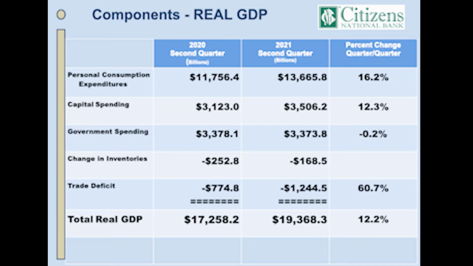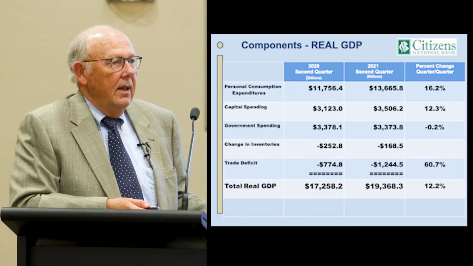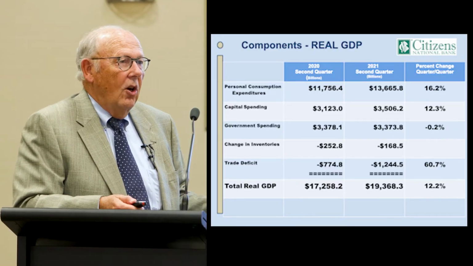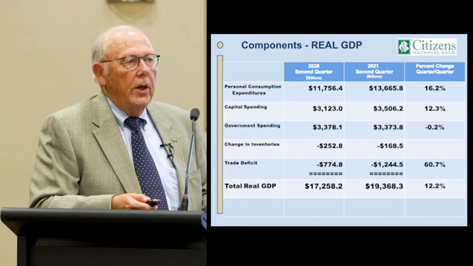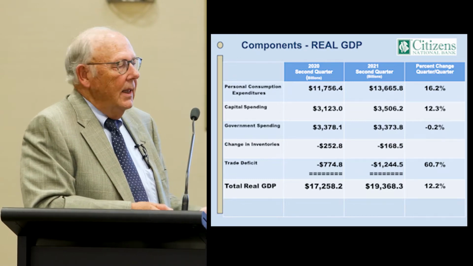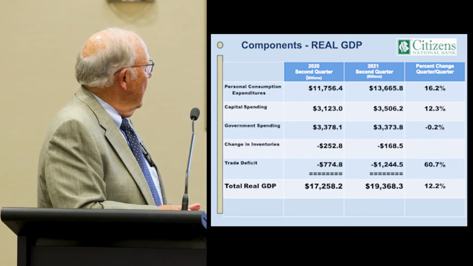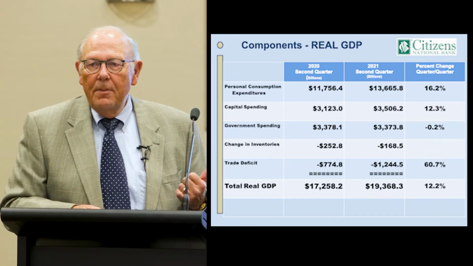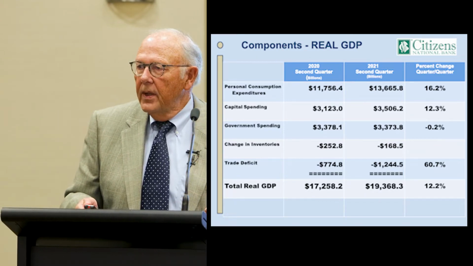Change in inventories was a whopping $252 billion in the second quarter of last year when we shut the economy down. It's only declined by $168 billion in the second quarter of this year. So at least the inventory drawdown was less this year than it was last year. But look what happened to the trade deficit. Trade deficit's up 60% over that 12-month period of time.